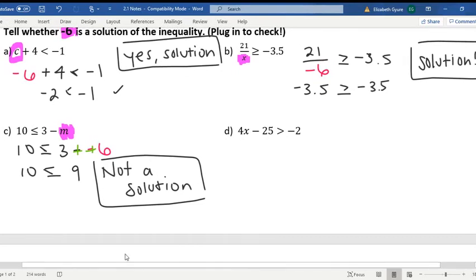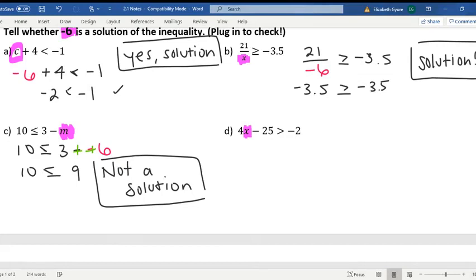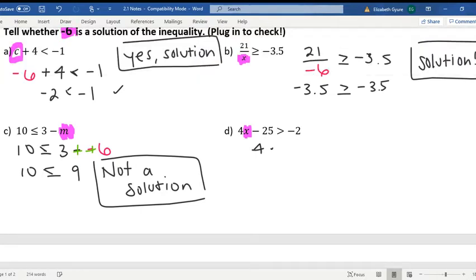And then last one for this part, 4x minus 25 is greater than -2. So we're going to take our -6 and plug it in for our variable, which is right here. Now be careful when we do this. Doesn't this mean 4 times x? So we're going to need to make sure when we plug that in, we have it as multiplication. So 4, I'm going to put times -6. You could also put this in parentheses if you wanted to, okay? Like if that helps you kind of separate it. I always recommend plugging things in with parentheses. Then minus 25 is greater than -2.